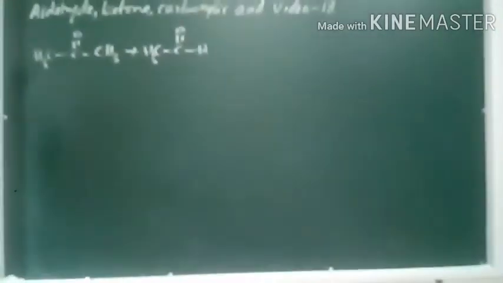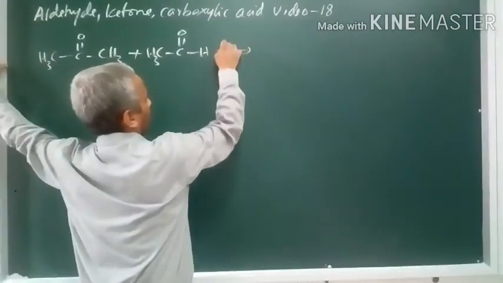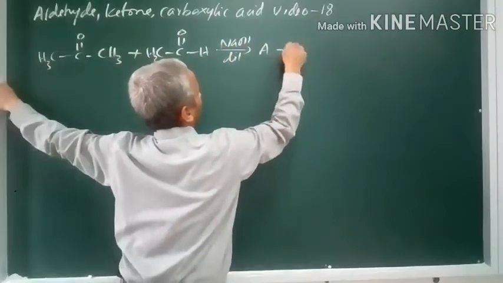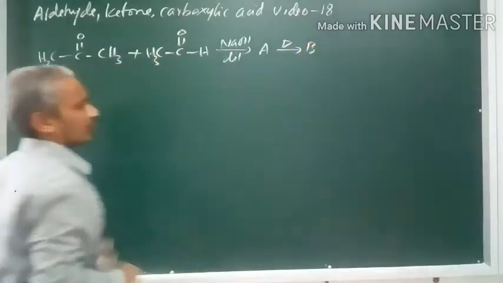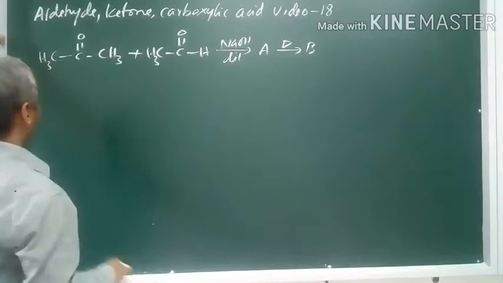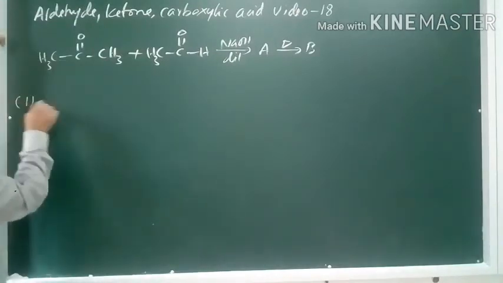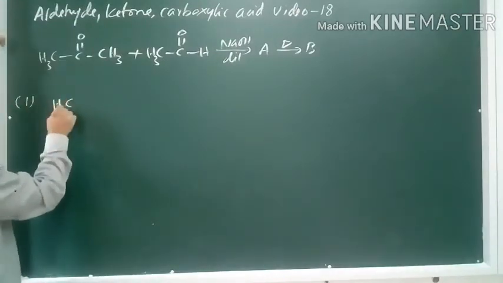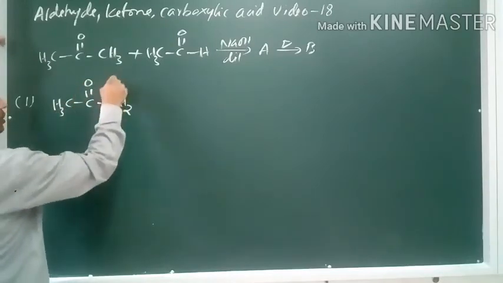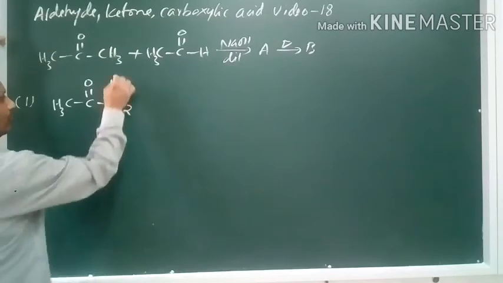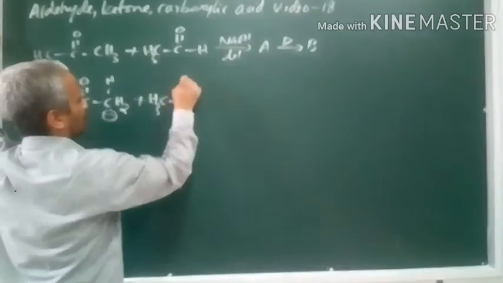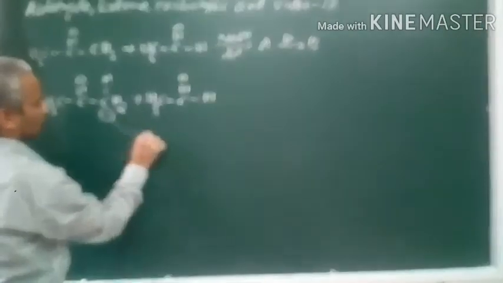So in this, again, we will go for NaOH dilute A, heating B, water react B. Again, a different product will be there. First one, CH3 CO CH2H. This becomes negative, this becomes plus, plus CH3 CHO. So this shifted.